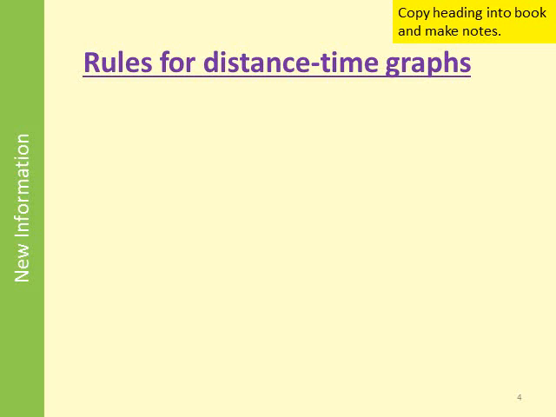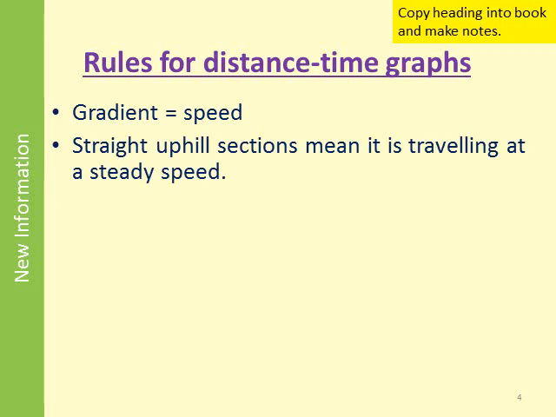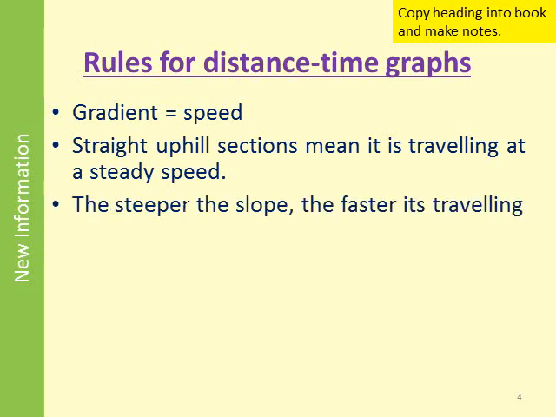We're going to look at distance time graphs in more detail. Let's just have a look at the rules, what each part means. So that's your next heading, rules for distance time graph, and these are your notes. So your gradient gives you the speed. If it's straight uphill, it means the object is travelling at a steady speed. The steeper the slope, so the steeper the gradient, the faster the object is travelling. Flat sections means the object is not moving, it is stationary.